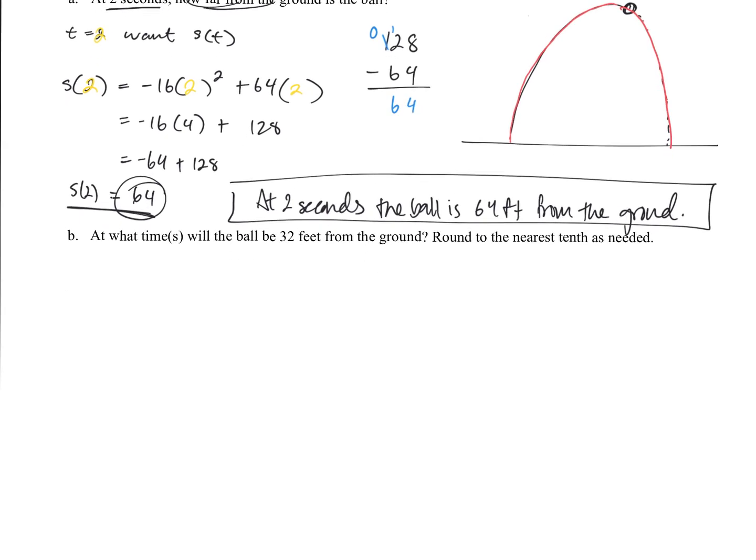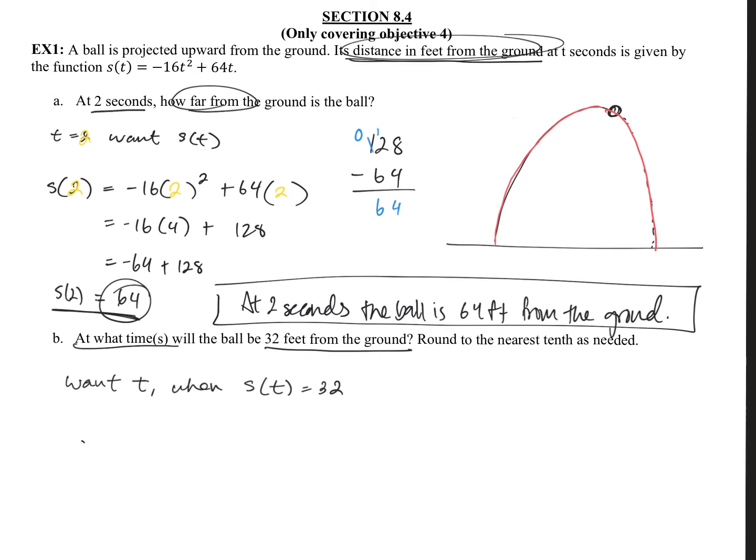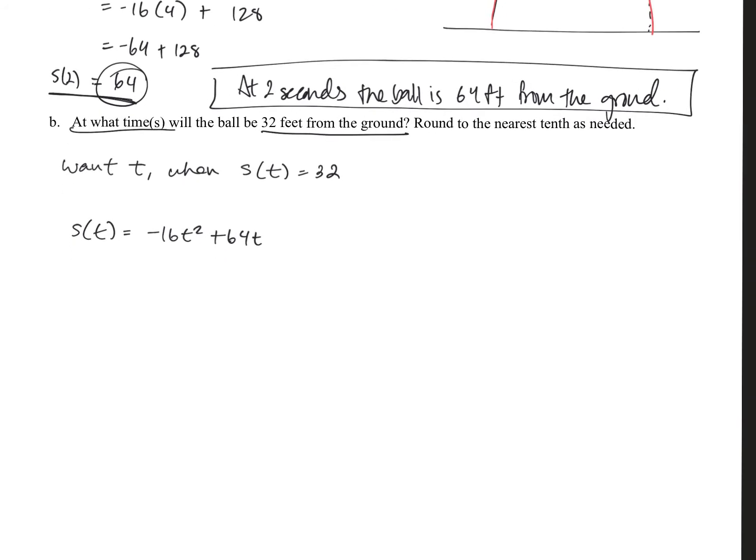Okay, so let's take a look at part B. At what times will the ball be 32 feet from the ground? Round to the nearest tenth as needed. So now what we want to know is what time. So we don't know the time. So we want t, which is the time, when s of t equals 32, because this time we're given the distance from the ground. So we're still going to use the equation we had above. s of t equals negative 16t squared plus 64t, but this time we're taking away s of t and replacing it with 32.